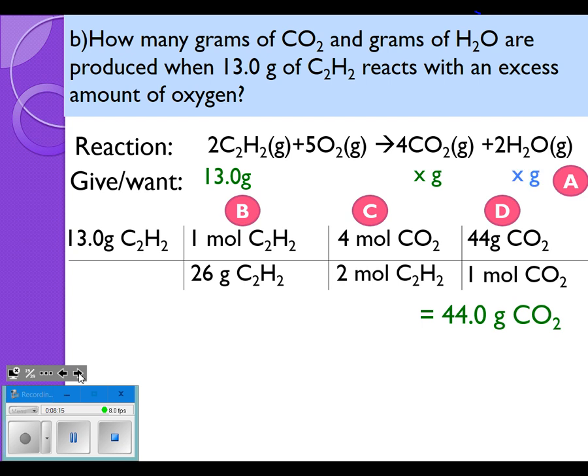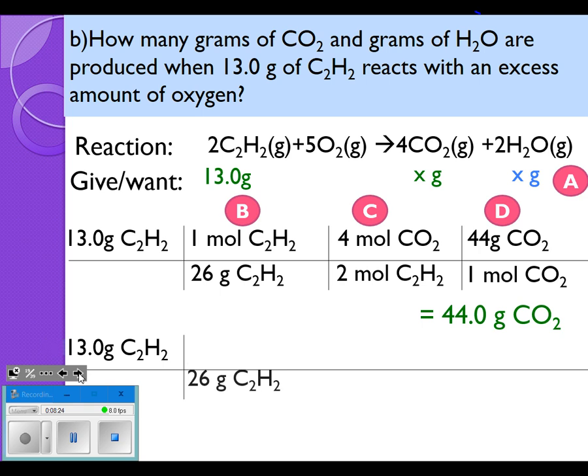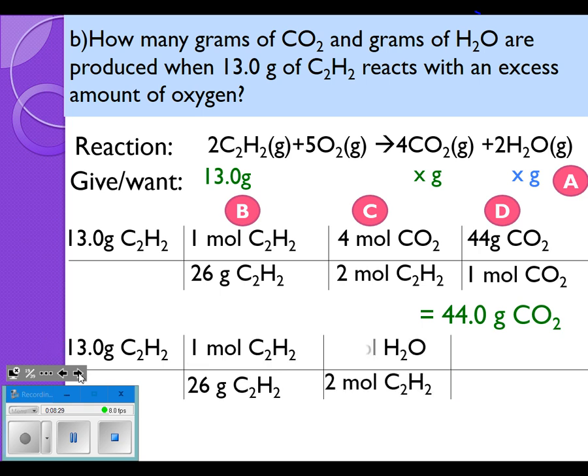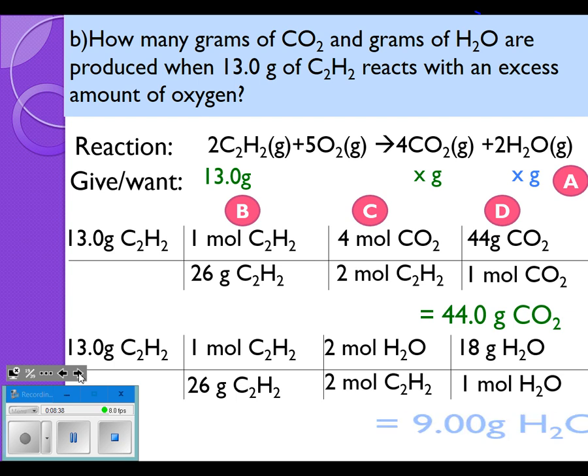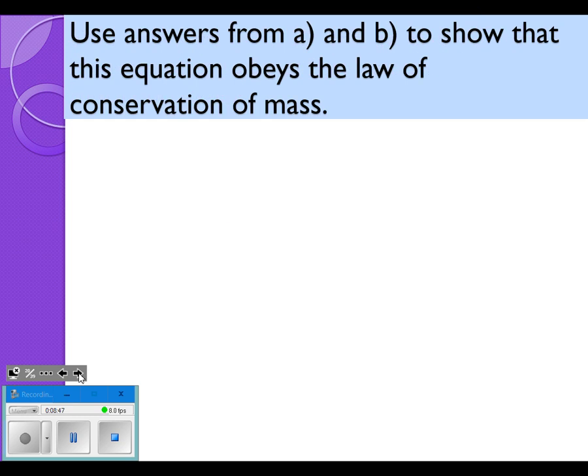Okay? I could also look for how many grams of water, because it asked me for both. So again, I just set it up. I'd have the same grams divided by the GFM. Then I'd set up my mole ratio of 2/2, because now I'm talking about water. And then I would have to use the GFM of water, which is 18, multiply across the top, divide by the bottom, and find out that it's 9.00 grams of water. So again, like I said, it's the same process over and over.